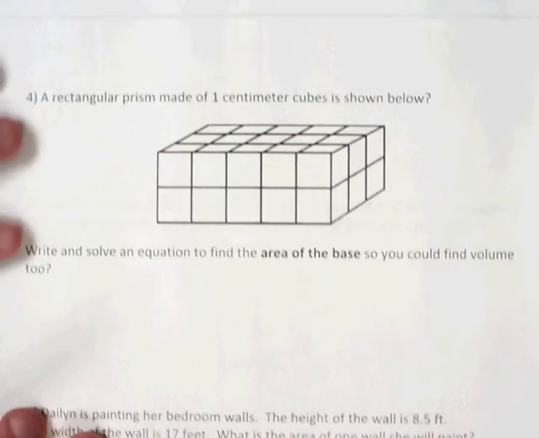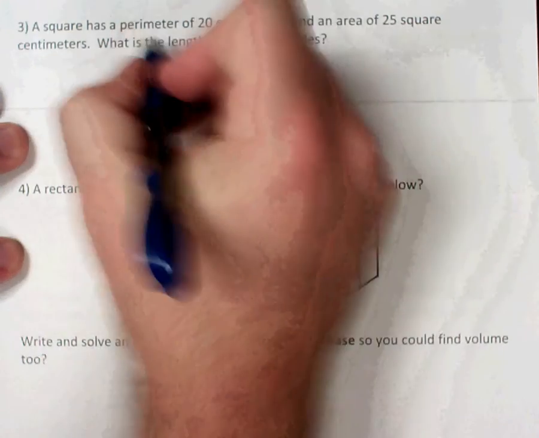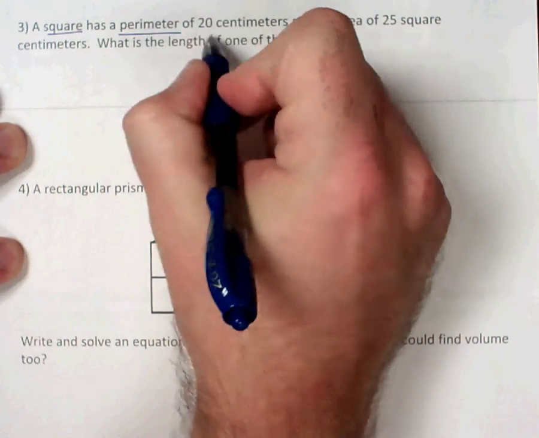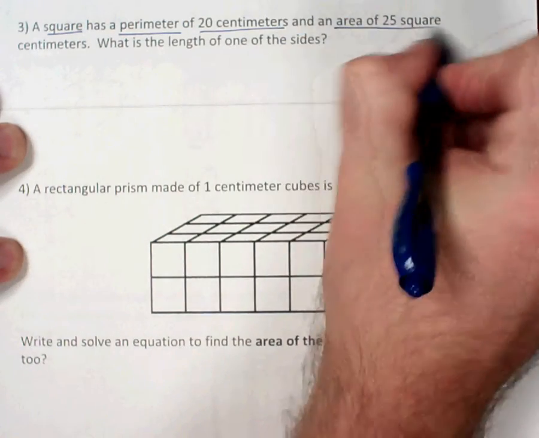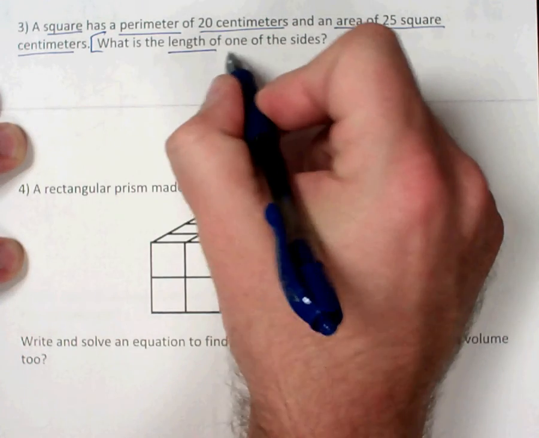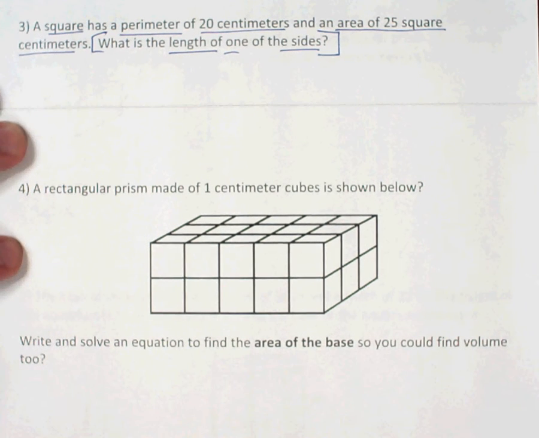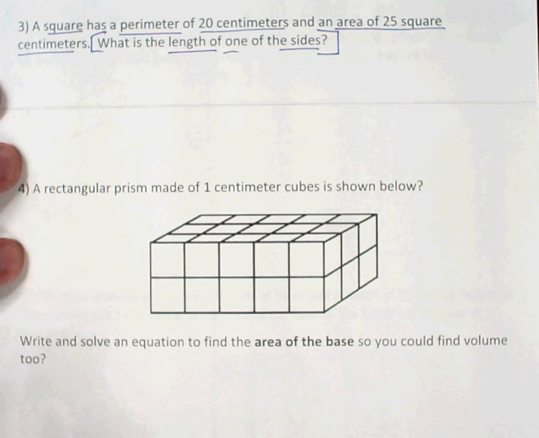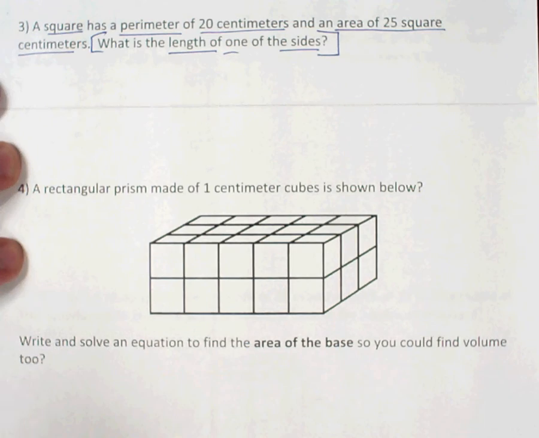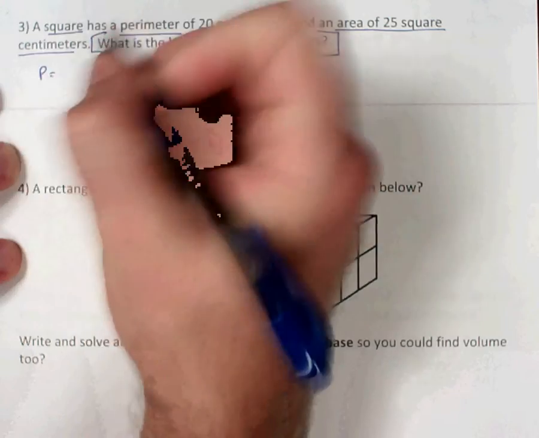Okay. All right, on to number 3. A square has a perimeter of 20 centimeters and an area of 25 square centimeters. What is the length of one of the sides? Now, this is an interesting problem because it really requires us to understand the formulas for perimeter and area.